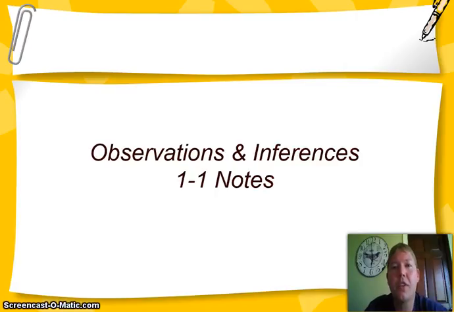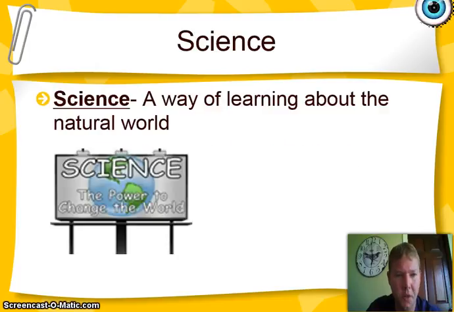So these are one-one notes. You want to go ahead and fill these in as we go. We're going to be taking two-column notes. So what is science? Well, science is a way of learning about our natural world, simply put.